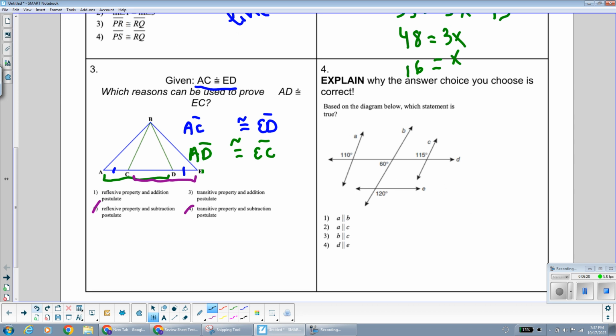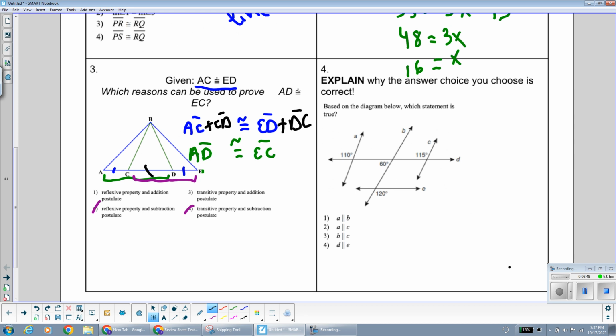That was supposed to be a line. Let me make that a little bit better. A mark, a congruence mark. So once again, if we start with AC and we add on CD, we make the whole segment AD. Let's think about what we need to add on to ED to make EC. To ED, we need to add DC or CD. Same thing, same 2 letters.